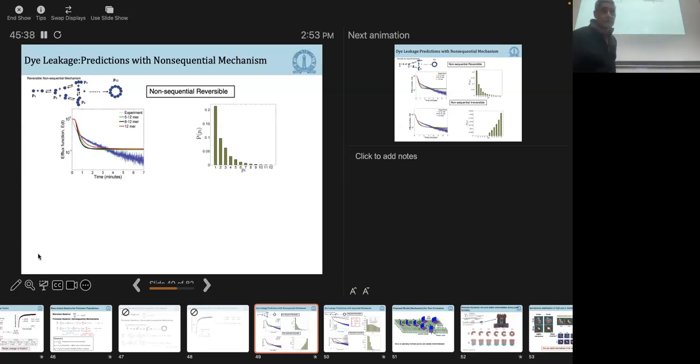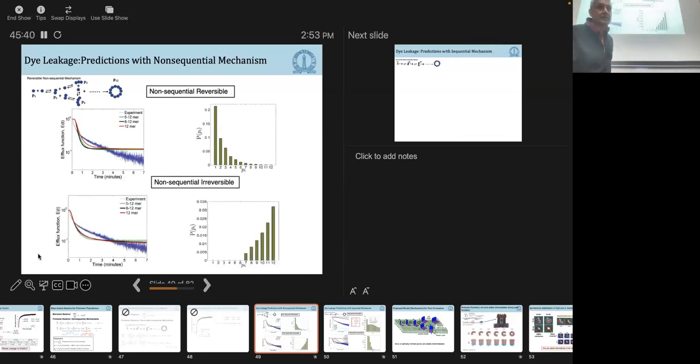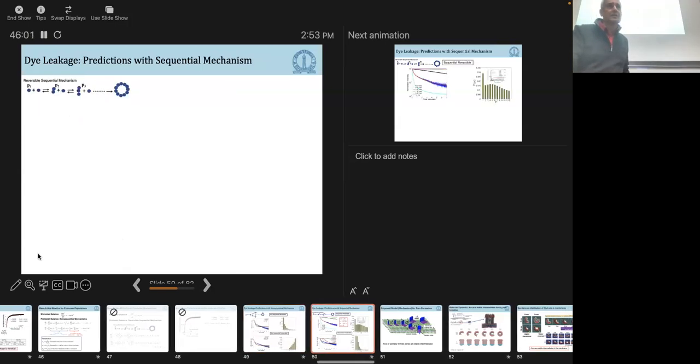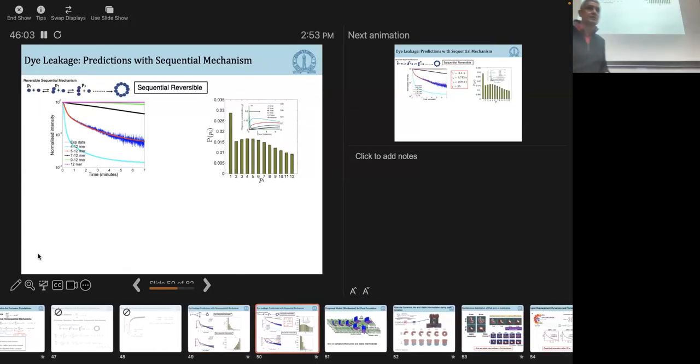And this is the population of the MER complexes that you get. And if it's non-sequential irreversible, again, you do not really capture the leakage kinetics. If it's irreversible, you move towards a higher population of the larger intermediates, because you're depleting the smaller intermediates. So clearly, at least from whatever data and analysis we have, the non-sequential mechanism doesn't seem to work so well.